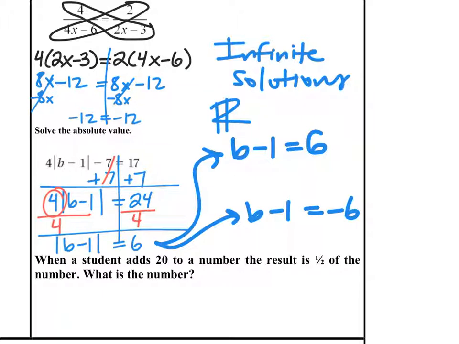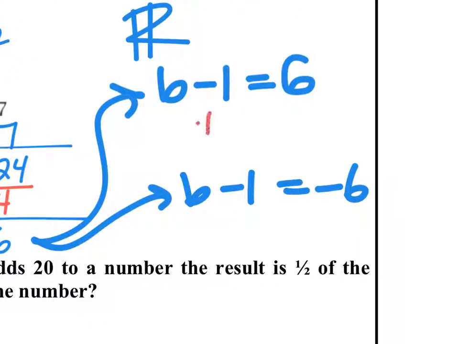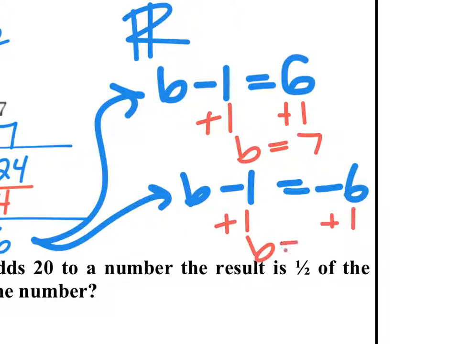And we solve both. It's positive or negative because remember absolute value is the distance from 0. And so I'm saying what two numbers go inside those bars to get me a distance from 0 of 6. It could be positive or negative 6. Solve those. So b equals 7 or b equals negative 5.